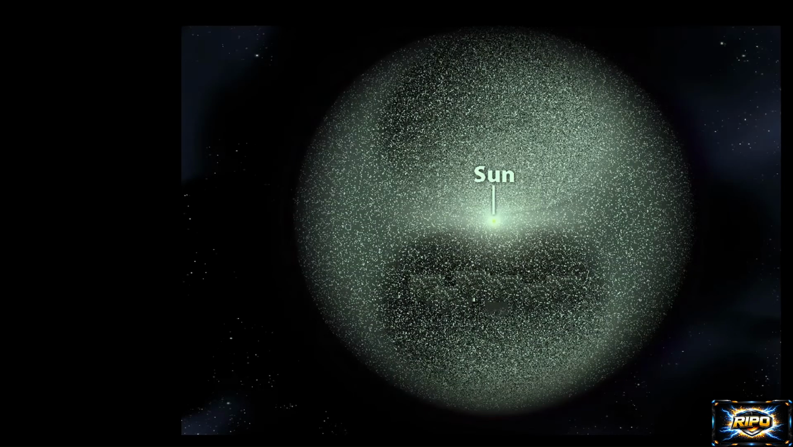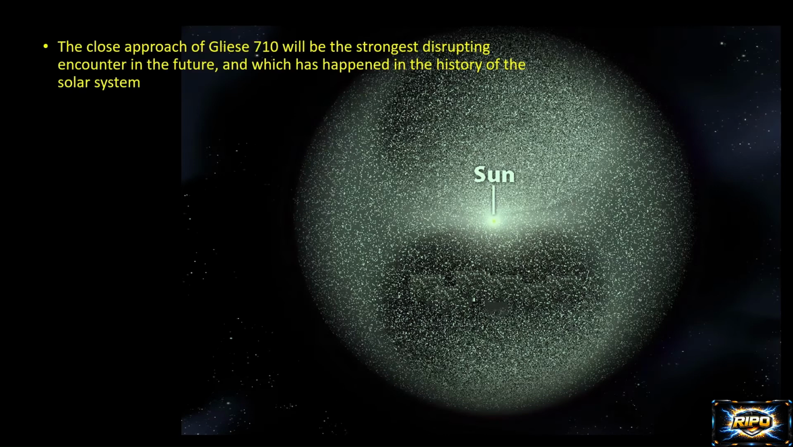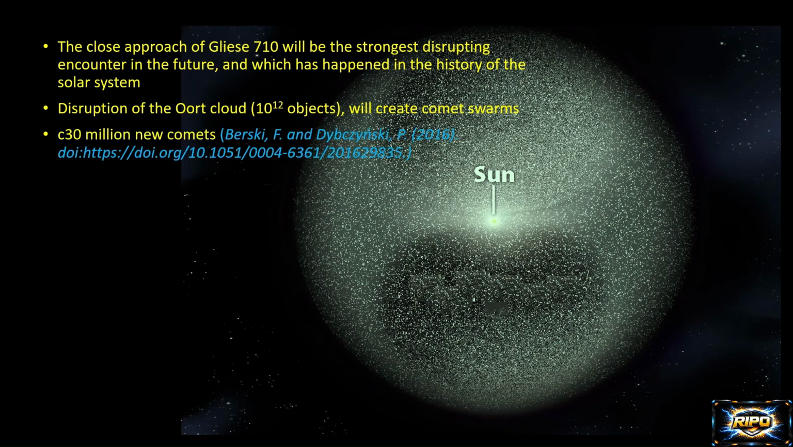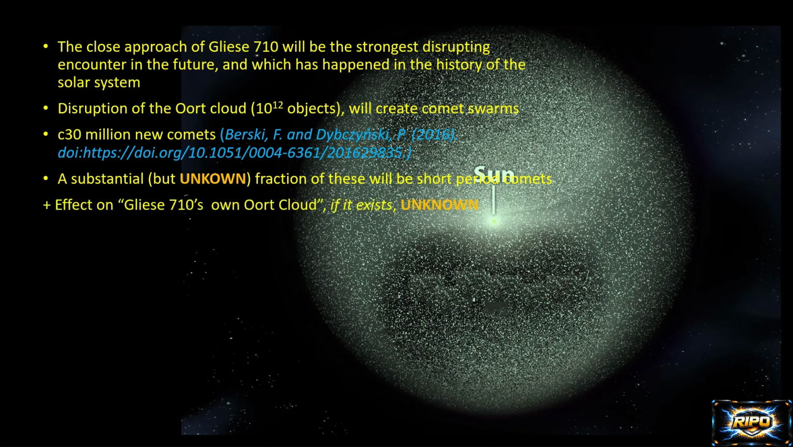In fact, the close approach of Gliese 710 will be the strongest disrupting encounter in the future and the known history of the solar system. The disruption of the Oort Cloud will create comet swarms. A recent paper suggested 30 million new comets. But what we don't know is how many of these new comets will be short period comets which could come close to Earth. And the effect on the Gliese 710 Oort cloud, assuming it exists at all, is unknown.